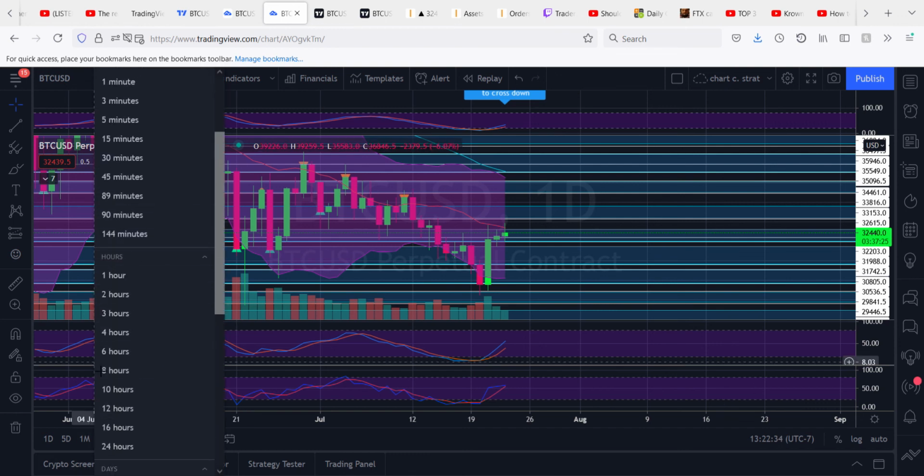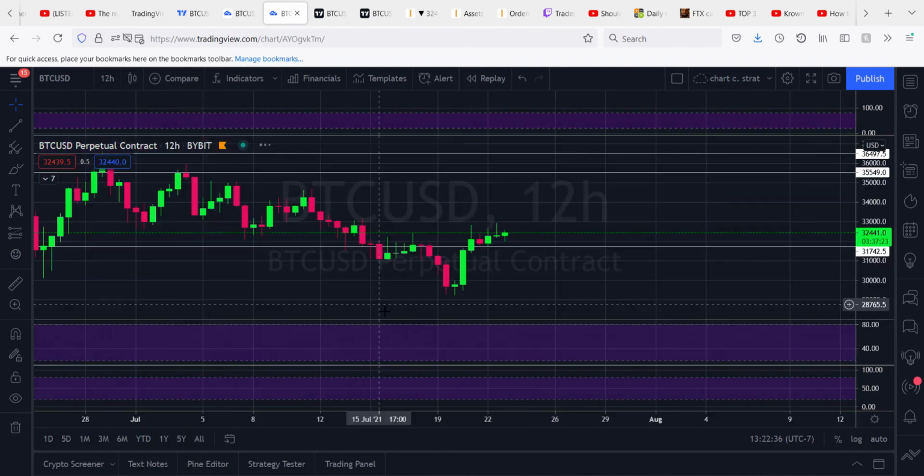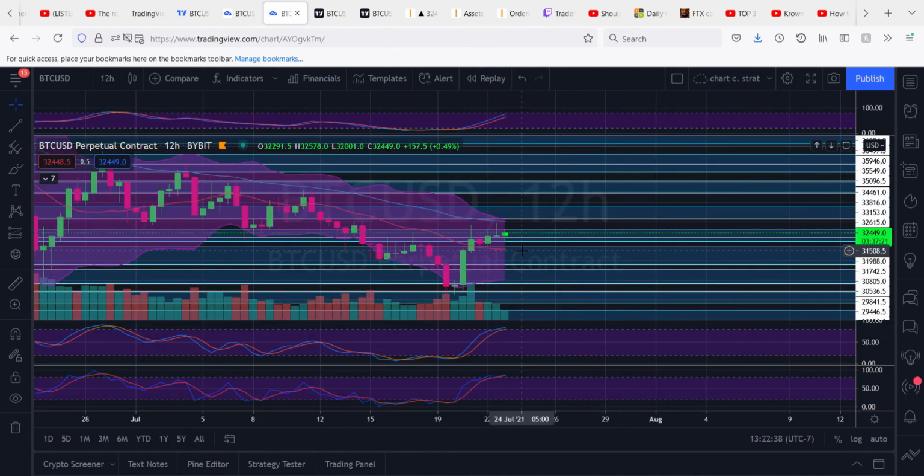So we'll go to the 12 hour. The 12 hour has taken out the high, it has the higher low. So we have a confirmed uptrend on the 12 hour. Stochastics are up, it still has more room to go. Looking constructive, definitely looking constructive.